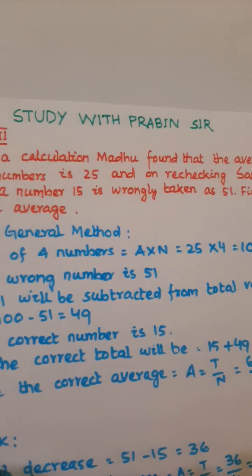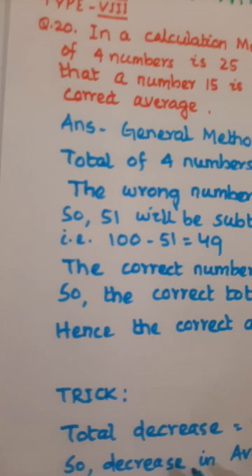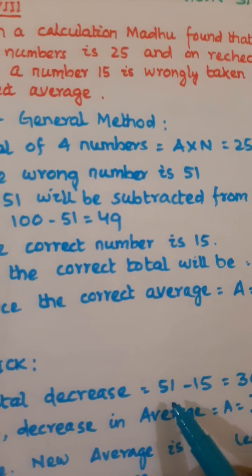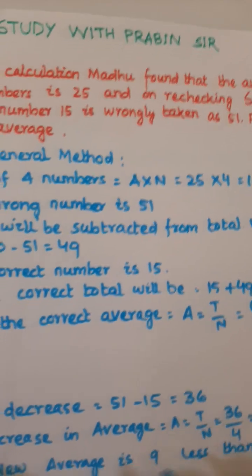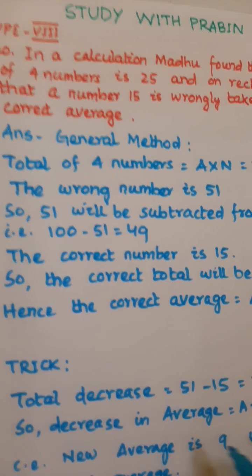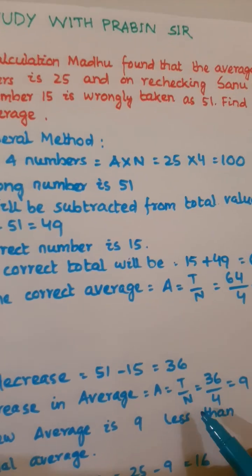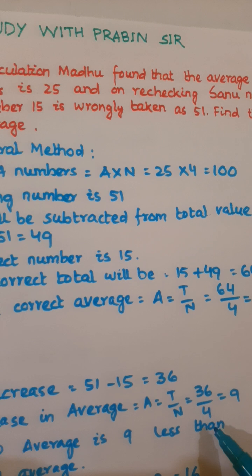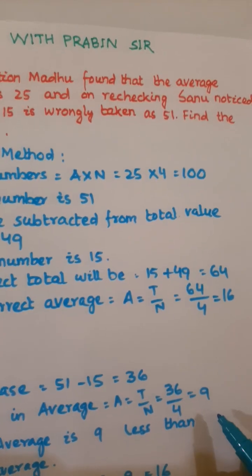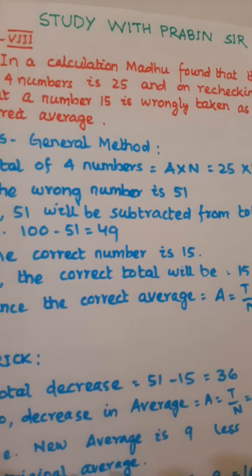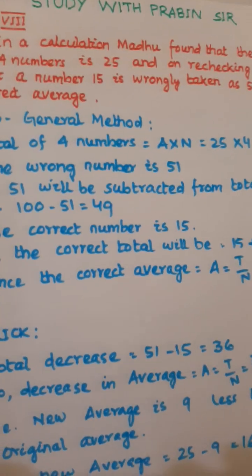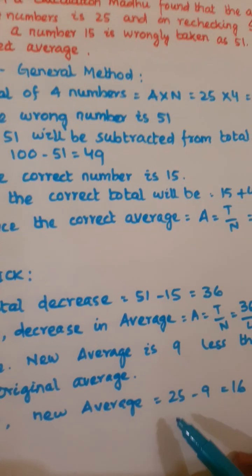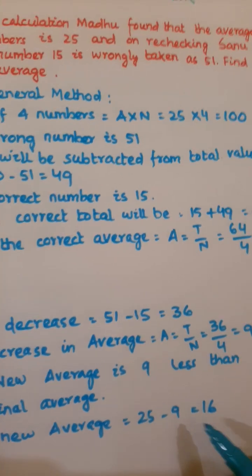Now the trick. The total decrease is 51 minus 15, which is equal to 36. So the decrease in average will be 36 divided by 4, that is equal to 9. That is, the new average is 9 less than the original average. So the new average will be 25 minus 9, which is equal to 16.